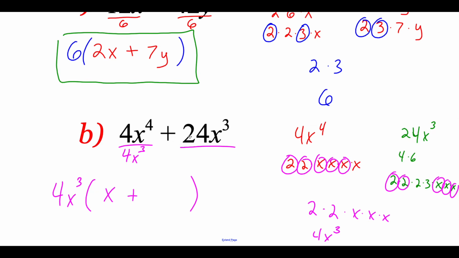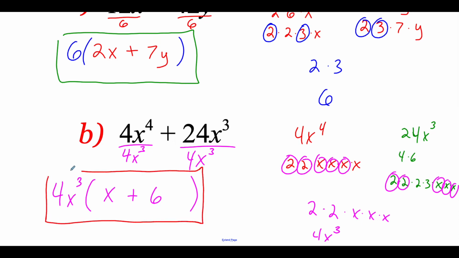Plus, now if I take that 24x cubed divided by 4x cubed, 24 divided by 4 is 6. Now if I look at those x's, x cubed divided by x cubed, well, if I subtract 3 minus 3, I get 0, telling me that there are no x's left over with this. So my final answer is 4x cubed times x plus 6. And again, I could use my distributive property to distribute that GCF back in, and it should give me the polynomial that we started with.